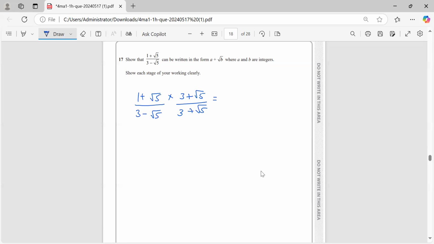1 times 3, obviously I'm going to get 3. 1 times root 5, that's plus root 5. Root 5 times 3, I'll get plus 3 root 5. Root 5 times root 5, I'll just get 5, right? Because if you have a root 5 times another root 5, you get root of 25, and root of 25, of course, is just 5. So that's how I got this 5 over there.